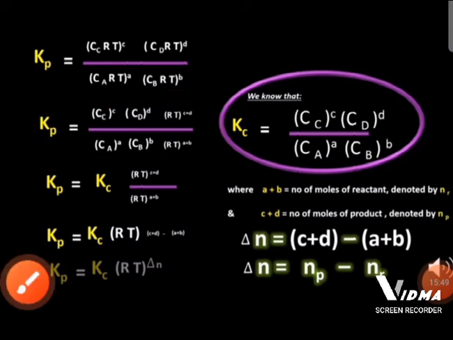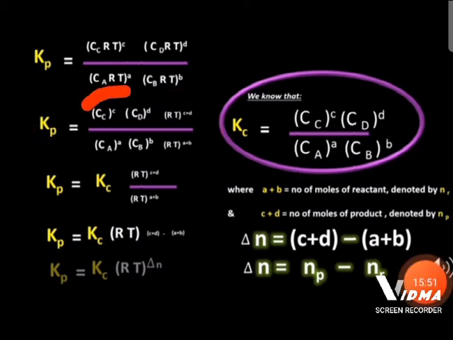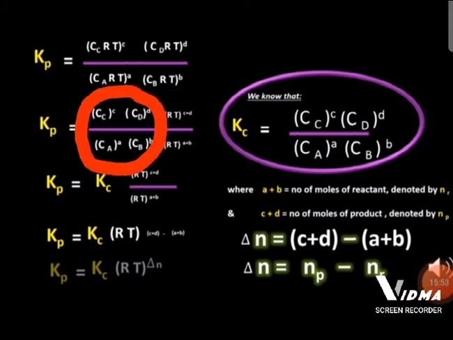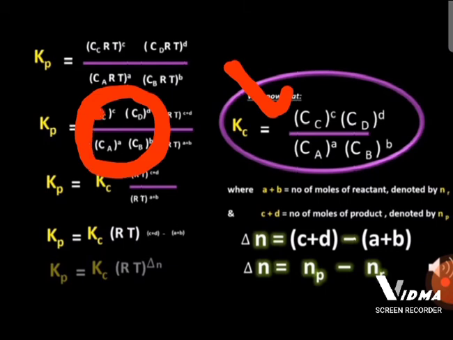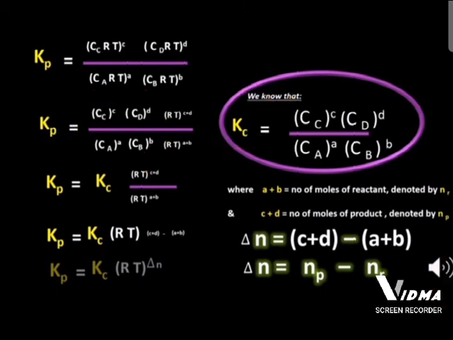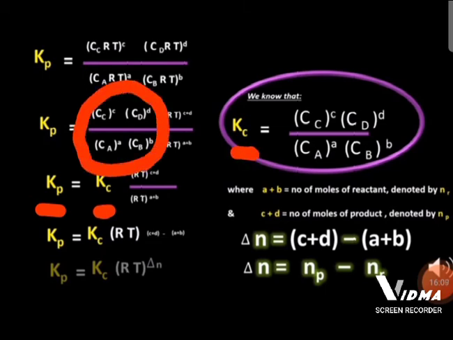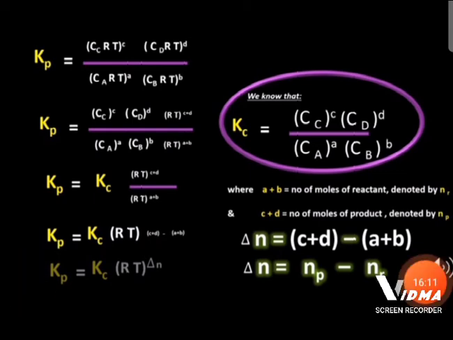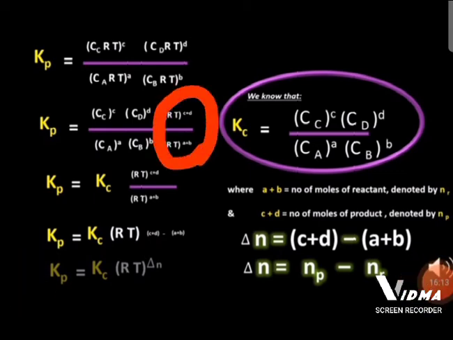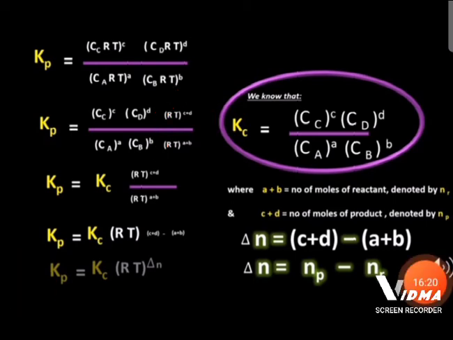Now let us simplify further. We already have the expression of equilibrium constant in terms of concentration, this one. So in place of this, we can write Kc. Simple. So I can write Kp is equal to Kc. In place of this, I have written Kc. Then the rest I have written as such, RT to the power of c plus d divided by RT to the power of a plus b. That we have written in this equation.